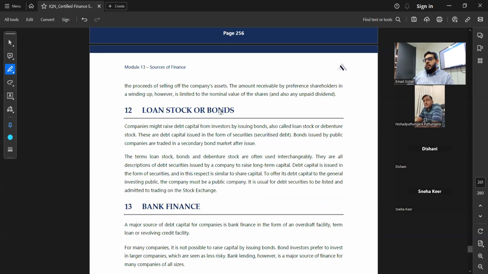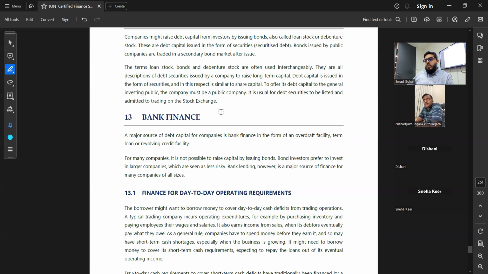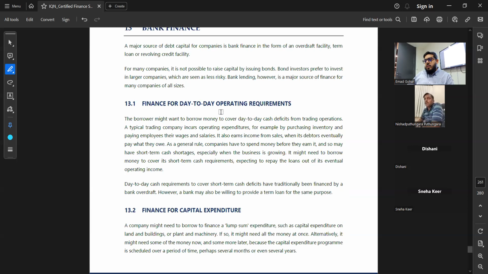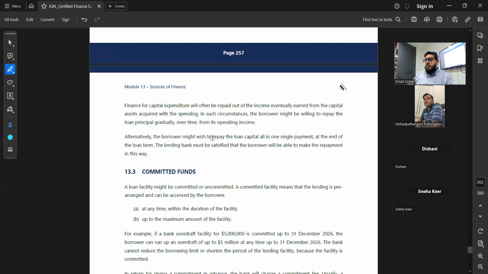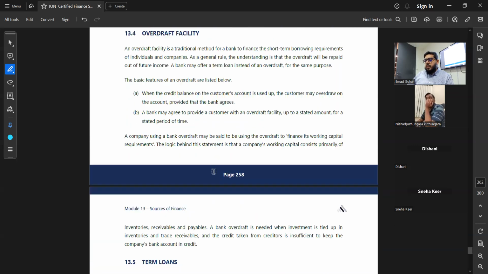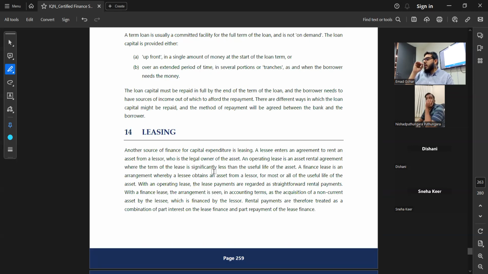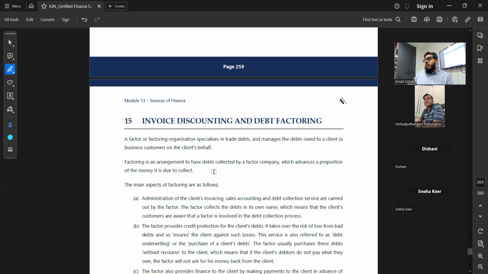So, my friends, then we discuss loan stock bonds, right? Bank finance. Then why we need finance? For operating requirement, for capital expenditure, committed funds, overdraft facility, term loans, leasing. We completed till here. Any question? All clear? So let's continue, my friends.